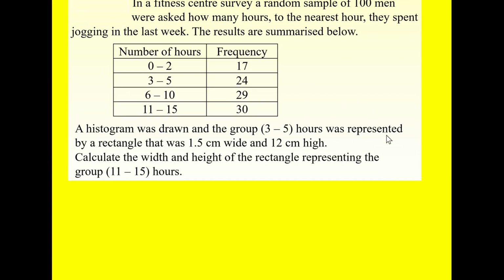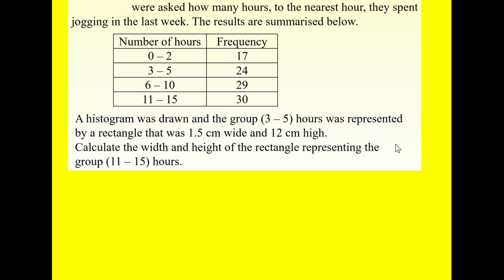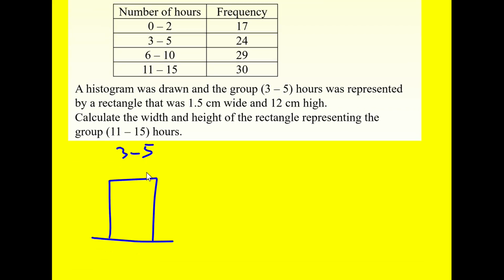So we are told we're creating a histogram, and we've got a group 3 to 5 hours. It's represented by a rectangle. Let's have another go at that. Okay, so I've got my axes, I've got my rectangle. This is 3 to 5. And it's 1.5 centimeters wide and 12 centimeters high. I'm then interested in a different part of the histogram, the 11 to 15.